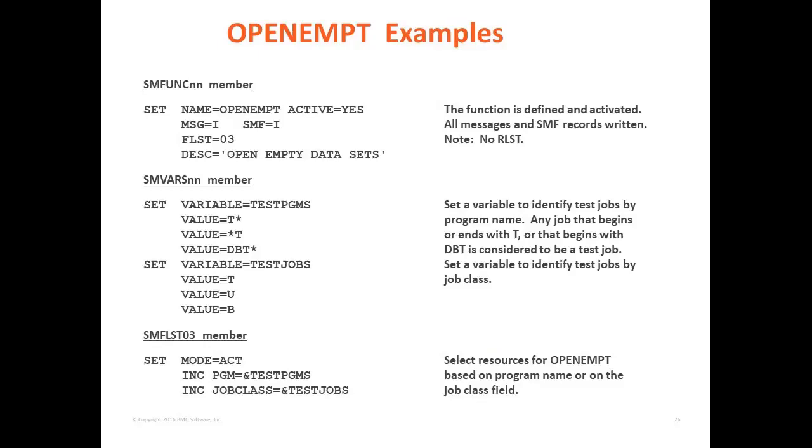An example of coding the openEMPT function. Again, we have all messages and the complete SMF collection, and the flist suffix is 03. We have defined variables in the SM vars member, one for test PGMS and one for test jobs. Because the openEMPT does not require an rlist, we only have to code the resources to be considered in our flist. The filter is active for all programs defined in our test PGMS variable, and also any job classes that are contained in our test jobs variable.